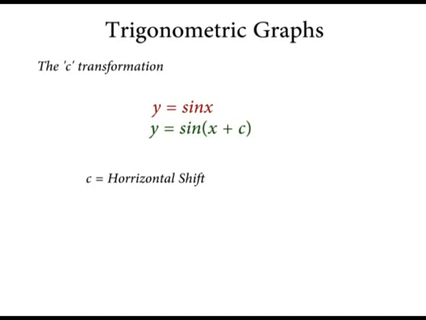In this C transformation, the shift is opposite. A positive C shifts the graph to the left, and a negative C shifts the graph to the right. It is the opposite of what many people would expect.